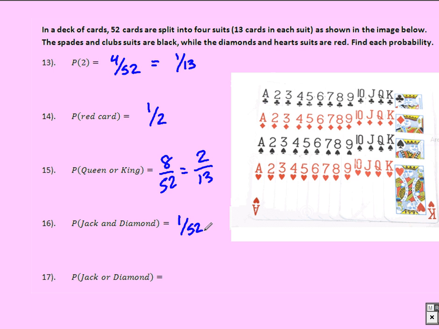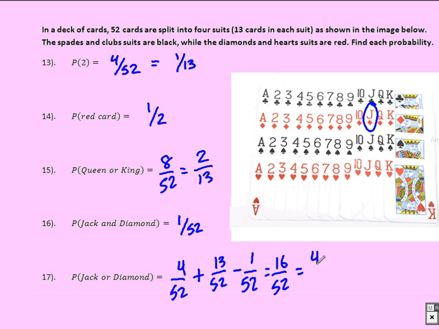Jack or a diamond, so that's where you're thinking adding. So for adding jack or diamond, you got 13 diamonds out of the 52. You have 4 jacks out of the 52. However, this guy being the jack of diamonds, that's the jack and diamond that you're double counting. So you need to take that guy back out. So when you add those up, you get 16 out of 52, which can reduce to be 4 out of 13. You could also have just added 1, 2, 3, all 13 here, 14, 15, 16. Make sure you're not counting that jack the second time.